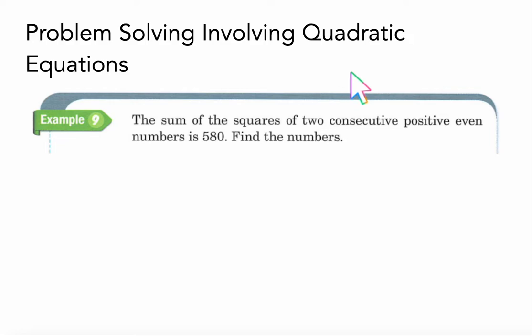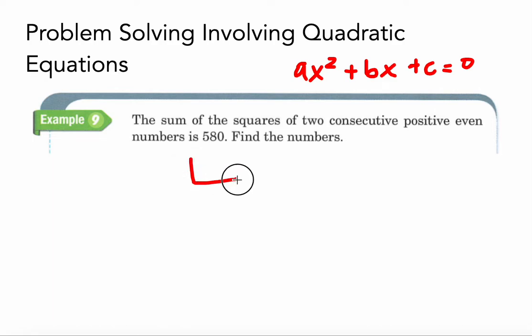The sum of the squares of two consecutive positive even numbers is 580. Find the numbers. So starting off, we need to remind ourselves that at the end, we're going to have to set our problem up to look something like this with a 0 at the end. Okay, and if you notice, we only have one variable, x. The sum of the squares of two consecutive positive even numbers is 580. Find the two numbers. So I have a sum of squares.